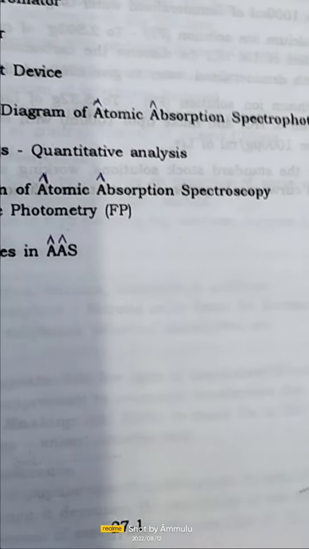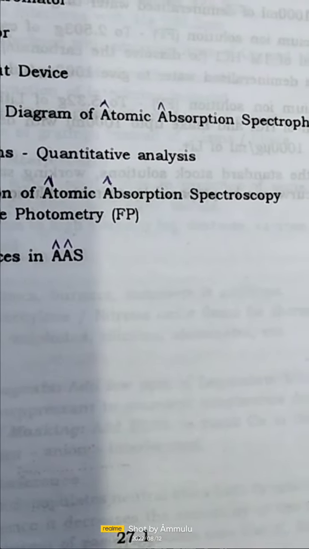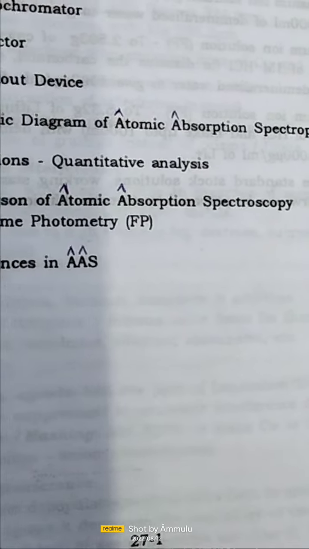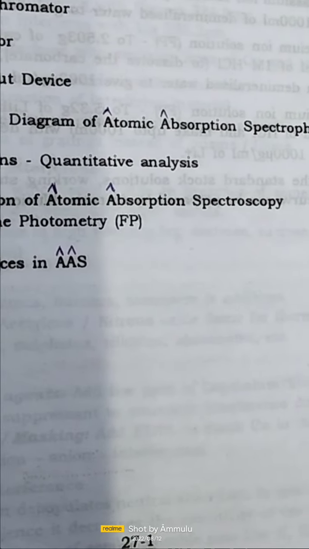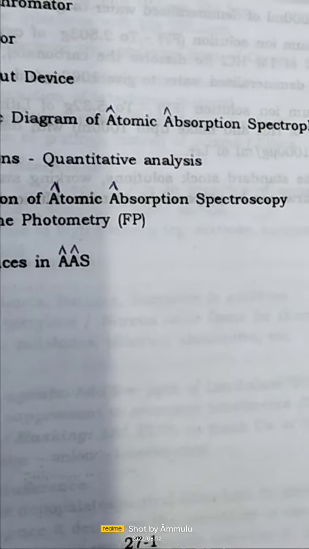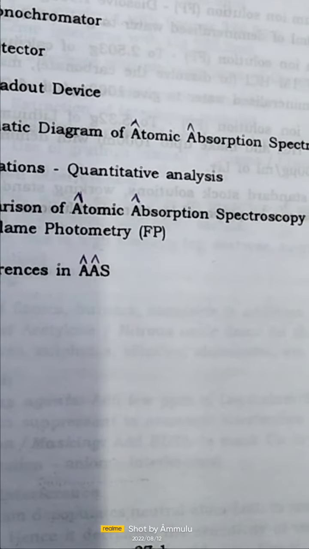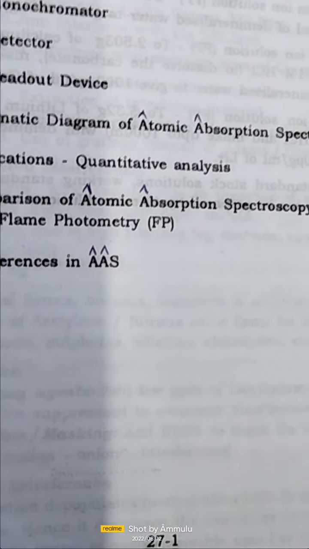The intensity of light absorbed by the neutral atoms is directly proportional to the concentration of elements, and it obeys Beer's law. The intensity of radiation absorbed by neutral atoms is measured by using photometric detectors, for example a phototube detector or a photomultiplier tube detector.